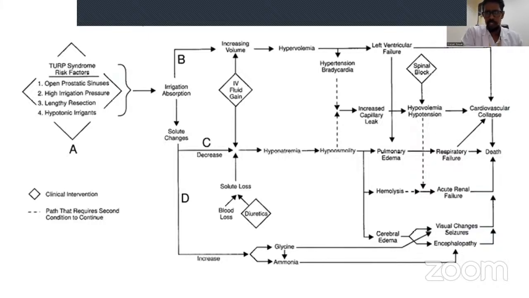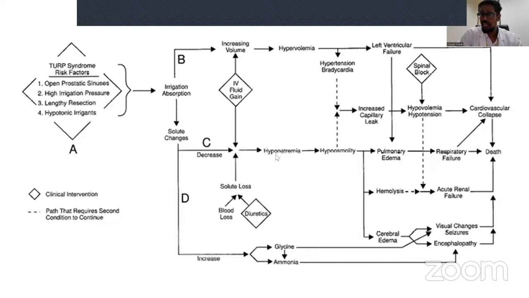Now coming to this slide, this was an algorithm that explains most of the things that I have been talking about. This TURP syndrome is due to three components. One is irrigation or absorption of a lot of fluid, solute changes, and the presence of glycine and its metabolite like ammonia. So hypervolemia leads to hypertension, bradycardia, left ventricular failure, increased capillary leak. Again, all of them lead to hypotension. Hypovolemia again can lead to cardiovascular collapse.